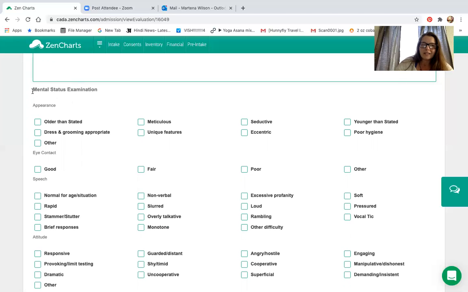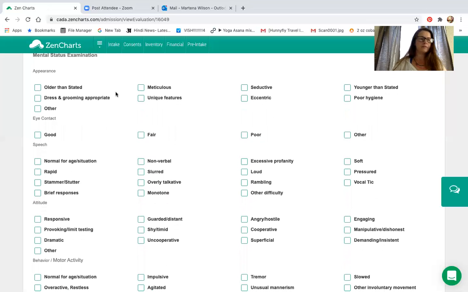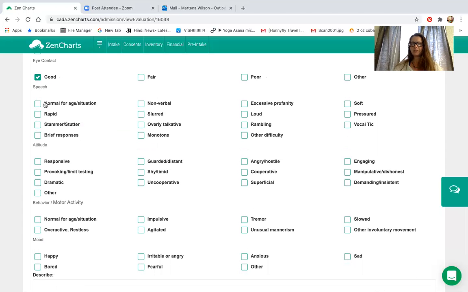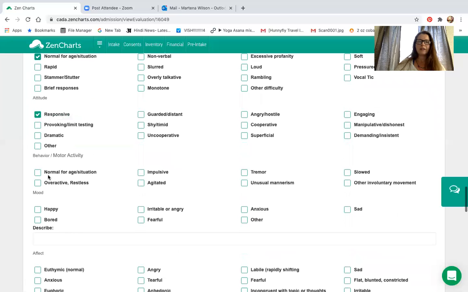Okay, so your MSE, mental status exam. Appearance. Puff the dog is dreaming. Did you hear that? Older than stated. Unless there's something else, I usually say dress and grooming appropriate. Eye contact: did they make eye contact? Good. Speech, normal for age and situation. Attitude, responsive. That means when I ask a question, they respond.